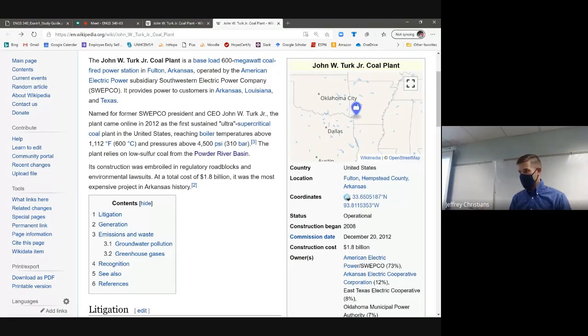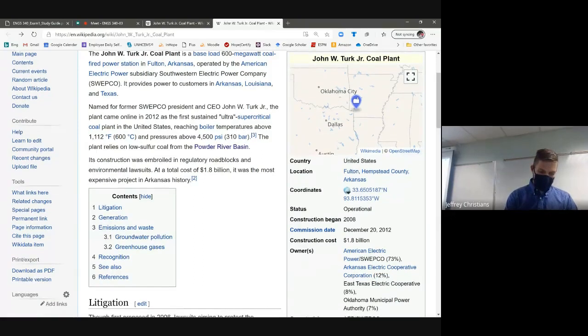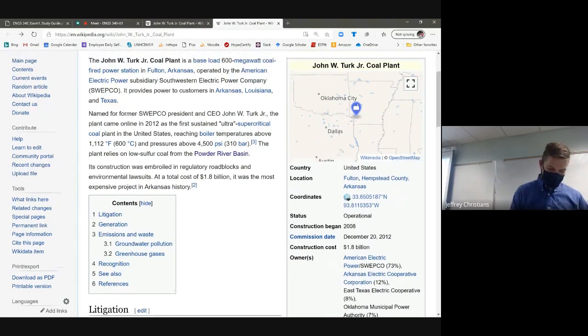So state of the art is kind of the ballpark that we've been solving problems at. The pressure is above 4,500 PSI or 310 bar. That's 31 megapascals. So that's really high pressure, higher than the pressures that we've been dealing with. But that's kind of where the state of the art is. And if you look, the construction was embroiled in regulatory roadblocks and environmental lawsuits. A total cost of $1.8 billion. It was the most expensive project in Arkansas history. So functionally, why don't we build too many coal plants like that is because they're really, really expensive.